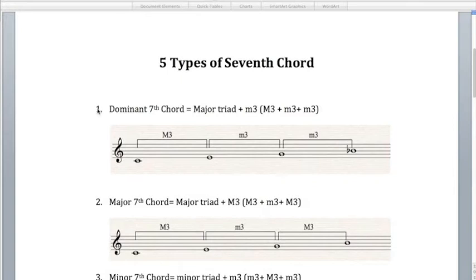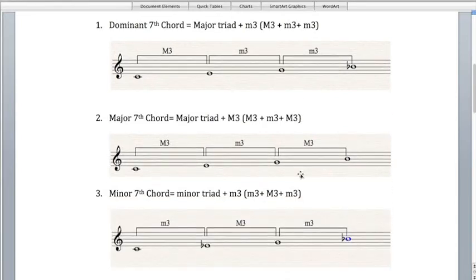The first one is the dominant seventh chord. A dominant seventh chord is comprised of a major triad with an interval of a minor third on top. The second one is the major seventh chord. A major seventh chord comprises a major triad and a major third above the triad.